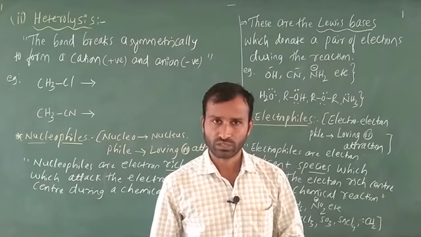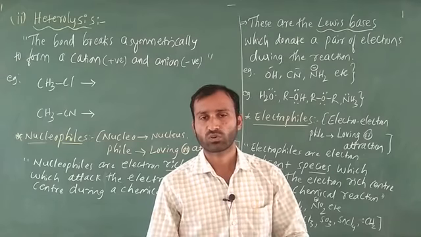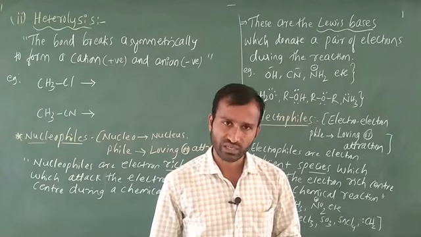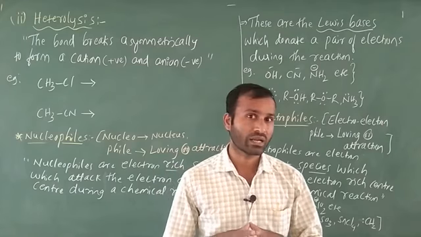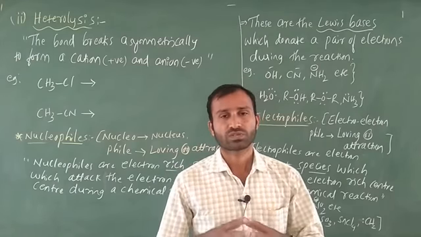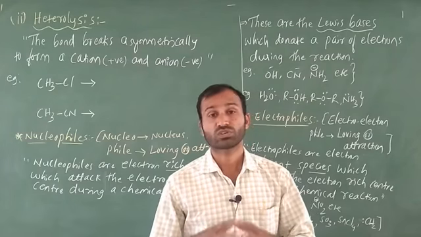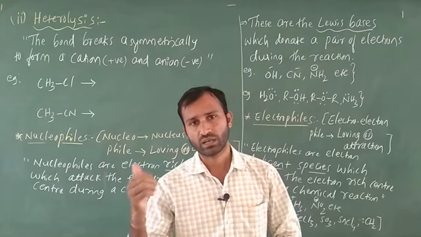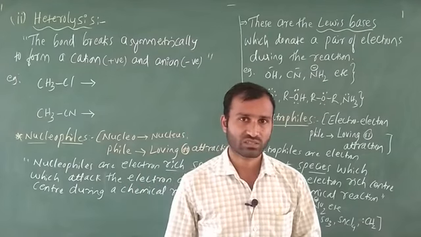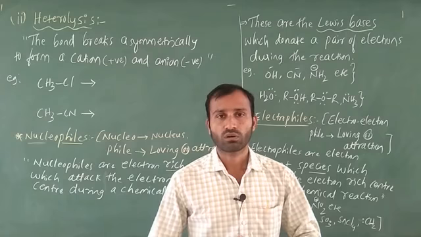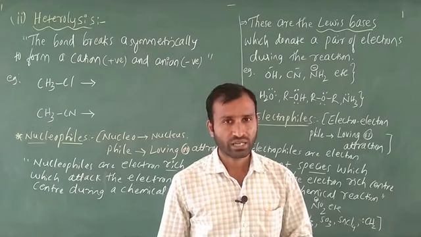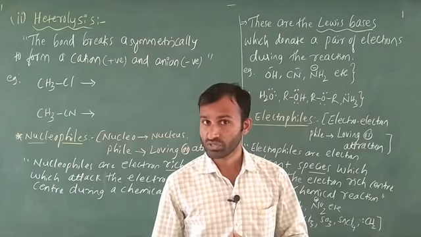Free radicals always have an odd number of electrons. An odd number of electrons present in an atom indicates a free radical. The next most important point is the stability of the free radical and the reactivity of the free radical. Stability: tertiary is more stable compared to secondary, then primary, then the CH3 free radical. Why is tertiary more stable? Because of the hyperconjugation effect.